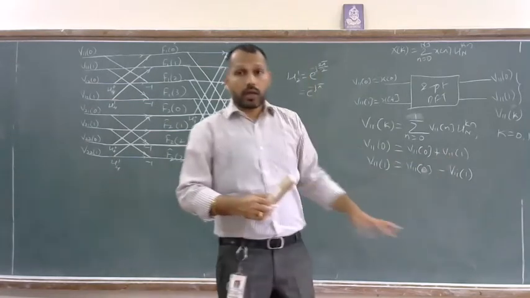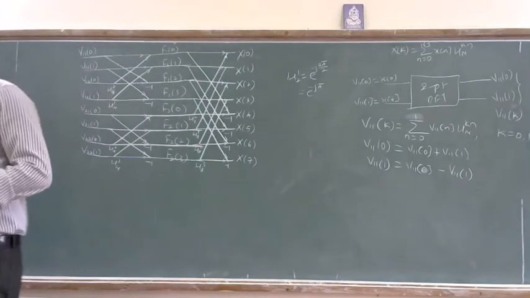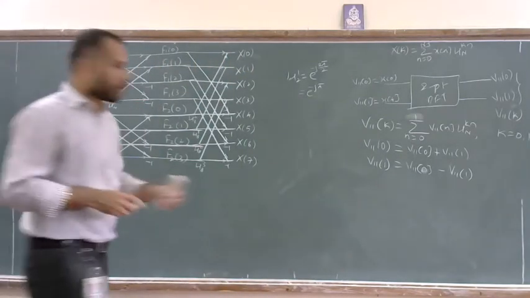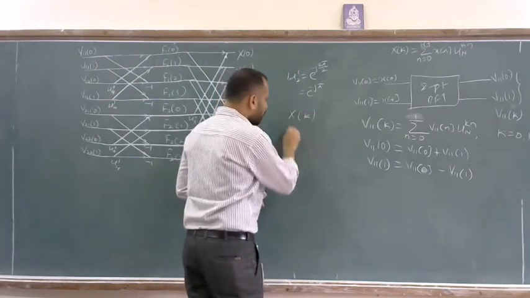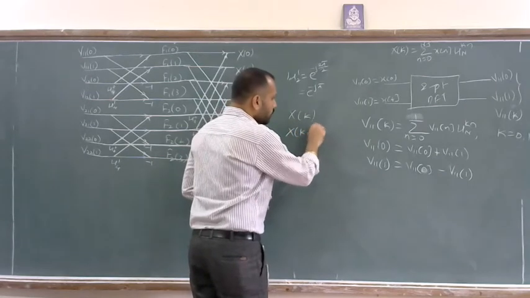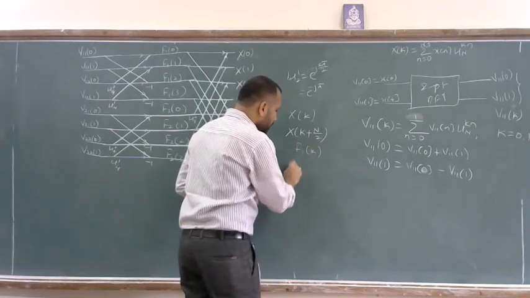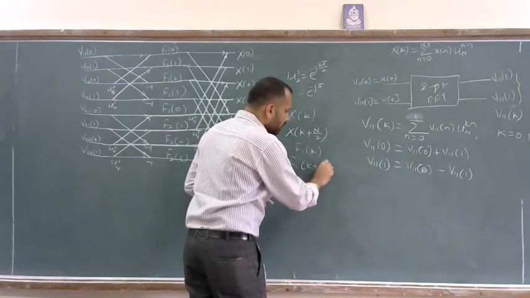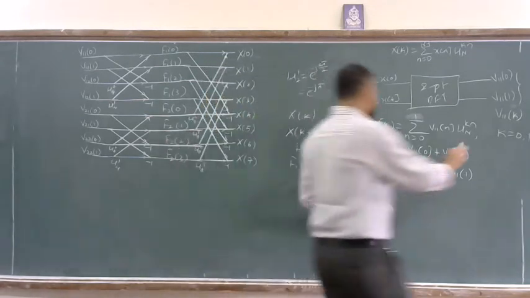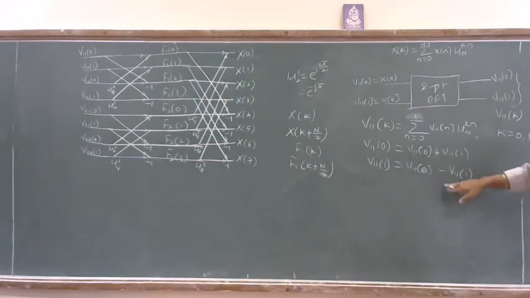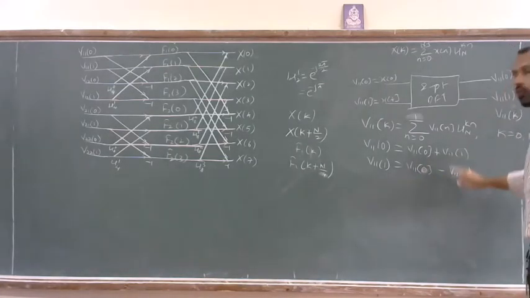Now observe these two equations. How do they look? They seem like the pattern of x of k plus x of k plus N by 2, or F1 of k plus F1 of k plus N by 4. They look the same, right? The first equation will be addition, the second equation will be subtraction. But the difference is we have not got any twiddle factor here.